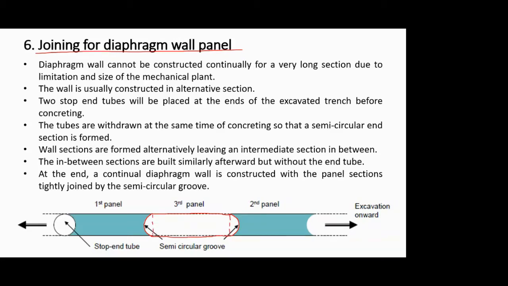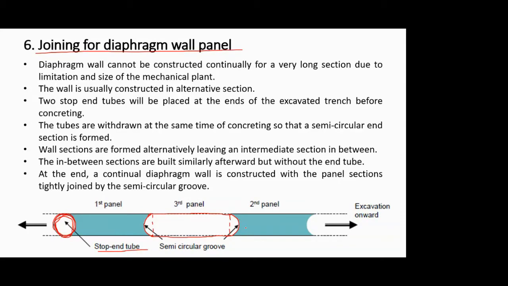So what is done is, when you excavate the trench, at that time you insert such stop end tubes. I'll show the photo for this also. For now, just remember there is something called a stop end tube. That is inserted into the excavated trench on both sides, and then the concreting and everything is done. Once the concrete sets, these stop end tubes are removed. So at the end, you get this kind of shape for your panel.